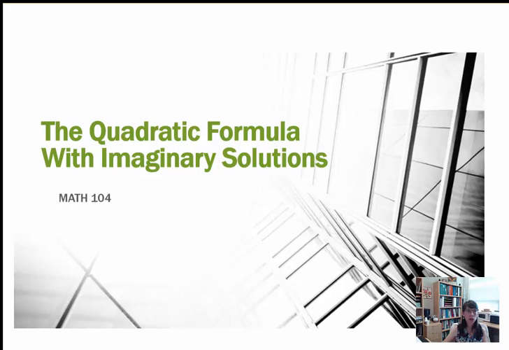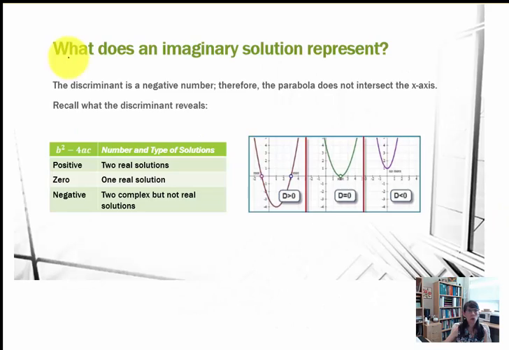In this video, we'll talk about the quadratic formula with imaginary solutions. What does an imaginary solution represent? The discriminant is a negative number. Therefore, the parabola does not intersect the x-axis. So recall what the discriminant reveals. So first of all, what is the discriminant?